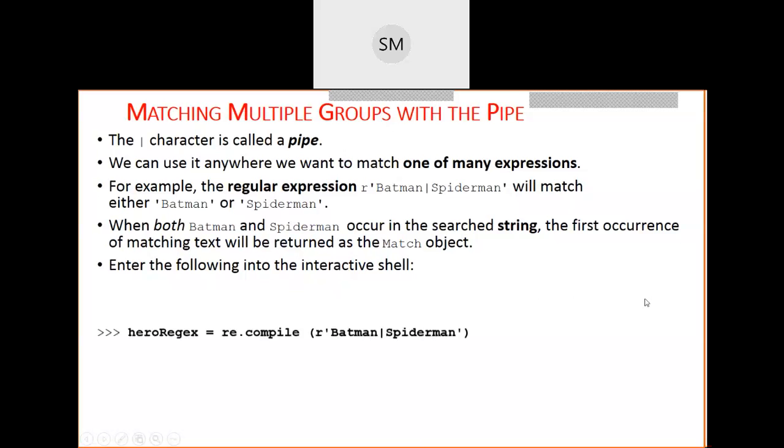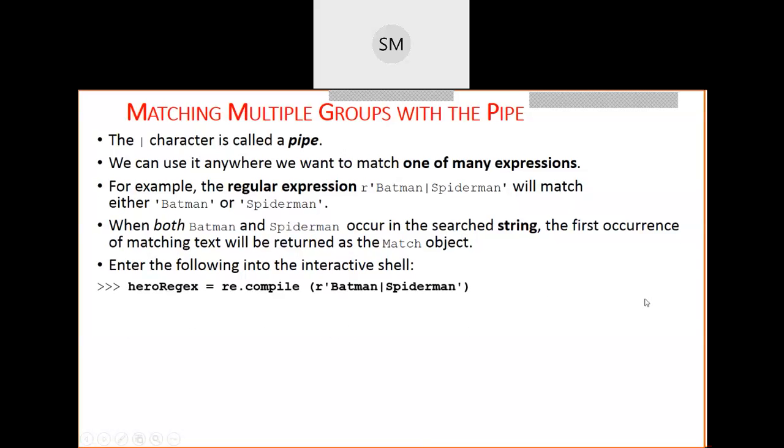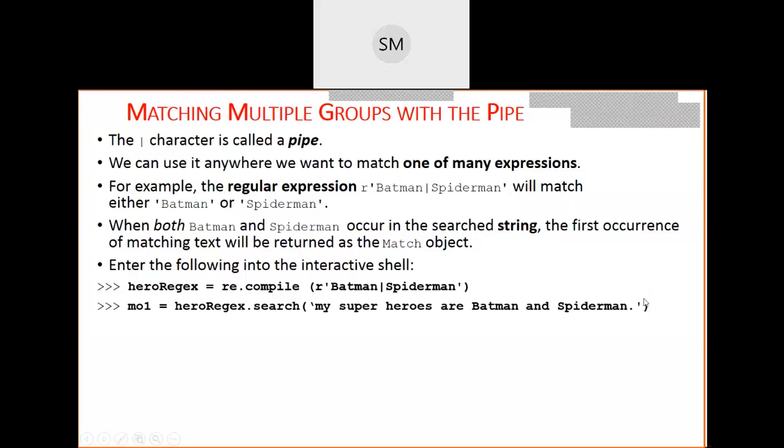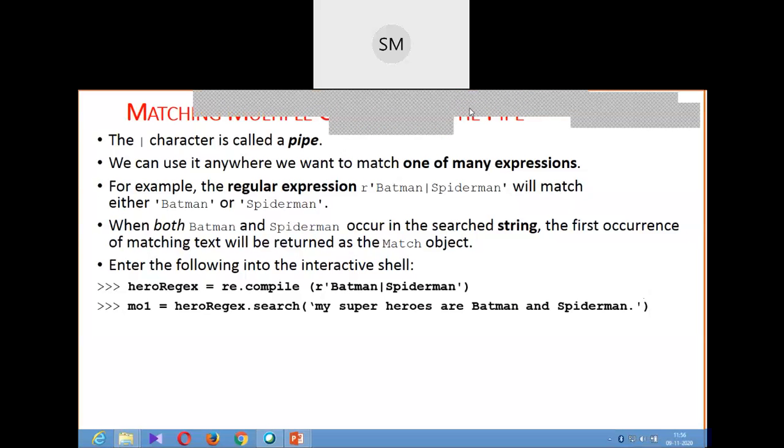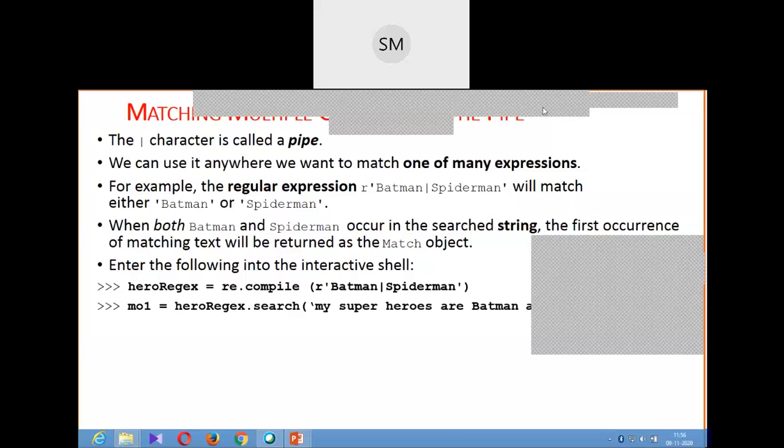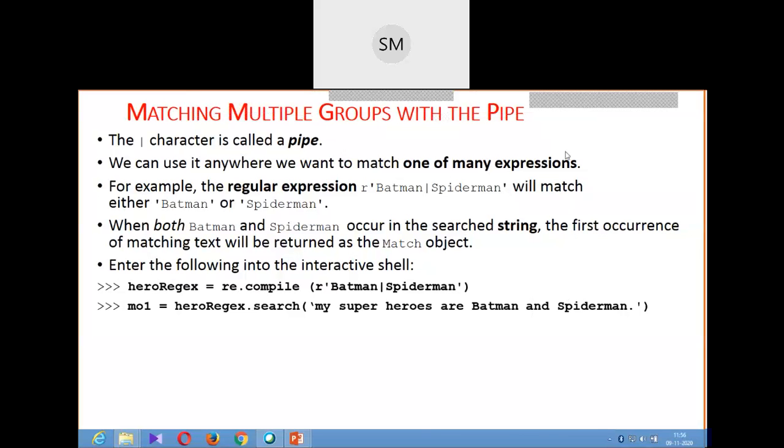So for example, just understand that the regular expression is Batman or Spider-Man, but our actual input text is: my superheroes are Batman and Spider-Man. In this text, which word comes first? Of course, it is Batman. So out of these two strings, Batman and Spider-Man, Batman will be matched here because Batman appears for the first time.